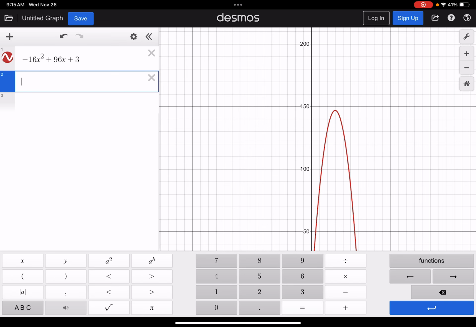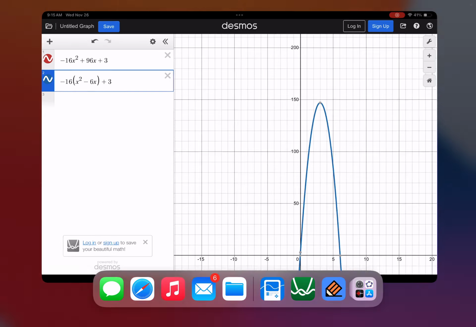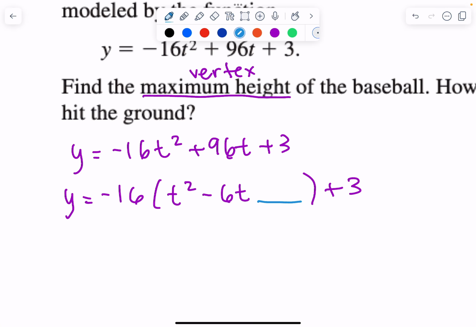All right, if I just factored out negative 16 from this equation, I have x squared minus 6x, sorry, and then plus 3 on the outside. Now, again, did I change anything? No. So I am already on the right track. Now I just need to figure out what c value I should use.